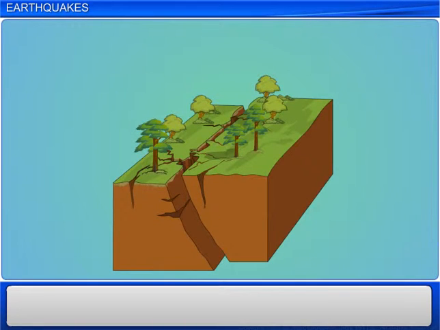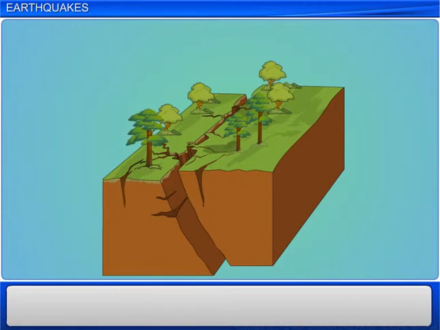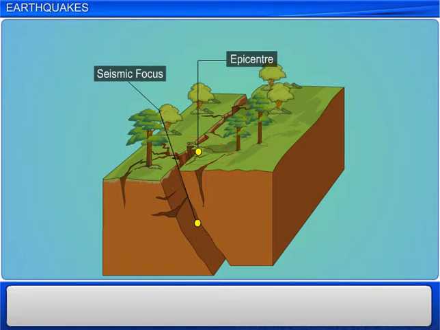In addition to knowing why earthquakes occur, scientists are also able to pinpoint the location where earthquakes originate. The point of origin of the earthquake within the crust or mantle is called the seismic focus. Since the focus is often deep below the surface, the location of the earthquake is often referred to as the point on the surface of the Earth, vertically above the seismic focus. This point is called the epicenter.